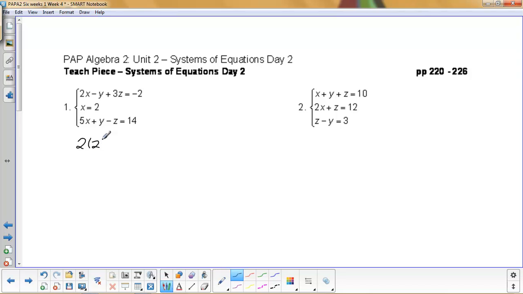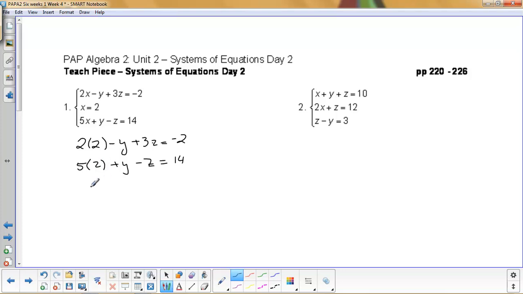2 times 2 minus y plus 3z equals negative 2. 5 times 2 plus y minus z equals 14. What I will do with this now is I will solve both for the 2. I will get like terms on each side the same. So I'll put this in standard form, ax plus by equals c. And then from there I will use linear combination to eliminate one of the variables and solve for the other.